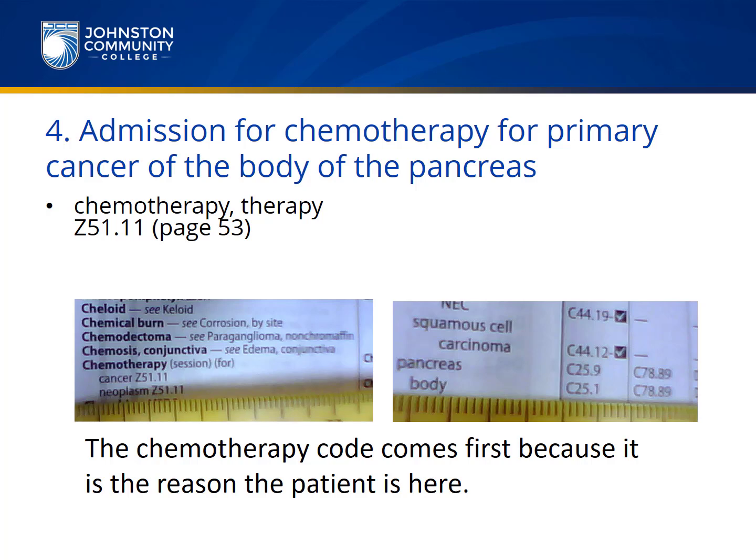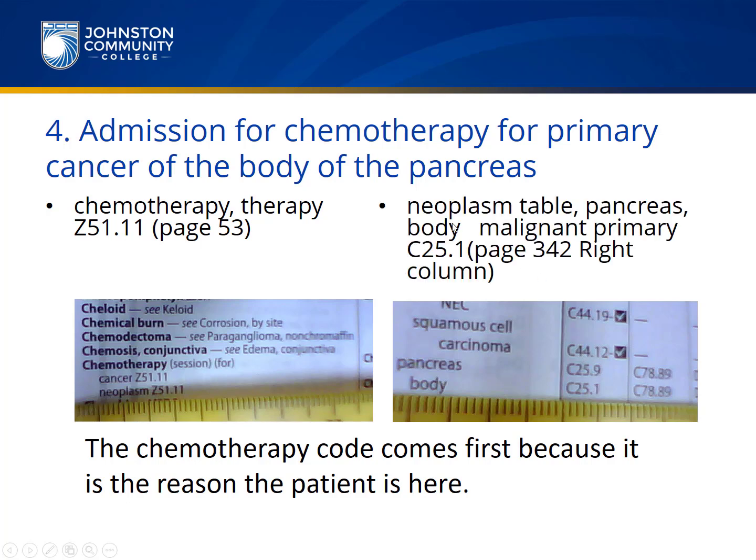That might explain why some of you had a hard time trying to find your codes if you were not going there. So in this particular instance, we are going to go to the neoplasm table, then we're going to look for pancreas, which we found here on page 342 in the right column, and then from there you go down to body, and then we go over to our primary, which is that first column, our malignancy primary. And then this is for metastasis where it has spread, so this is malignant secondary.